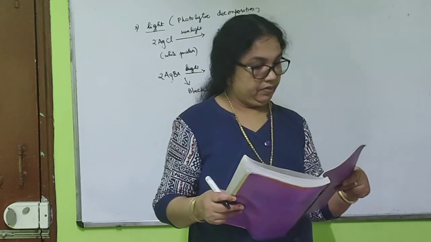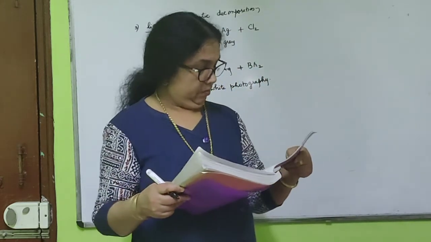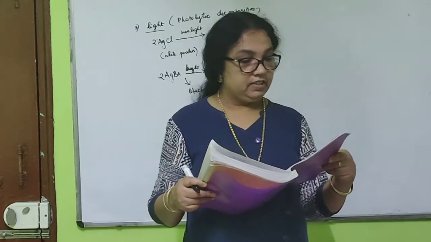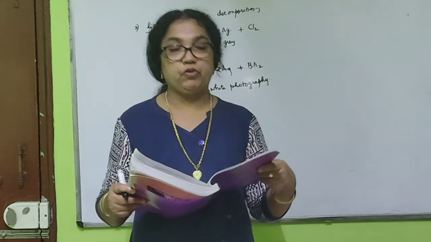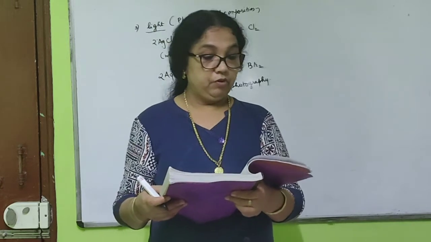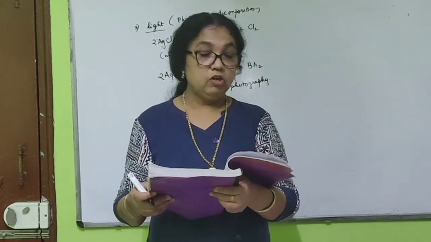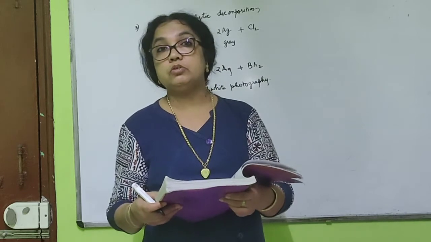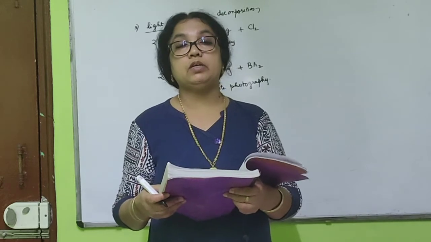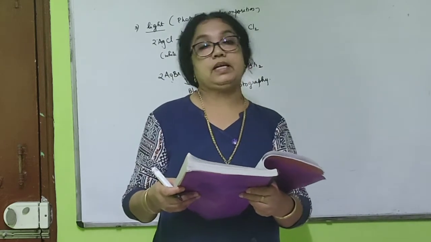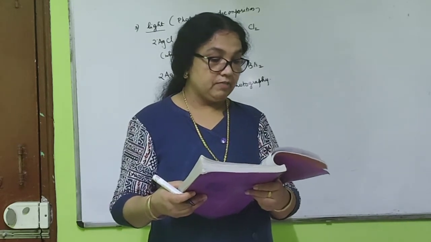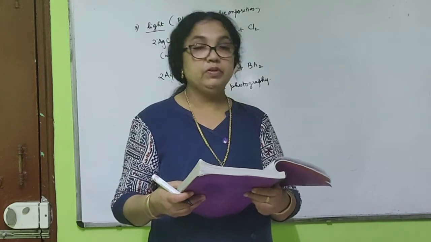Then on page number 10, a few questions are written. A solution of a substance X is used for whitewashing. Name the substance X and write its formula. Which solution is used for whitewashing? Slaked lime solution. Actually it was calcium quicklime, to which water is added. So the substance X is quicklime.